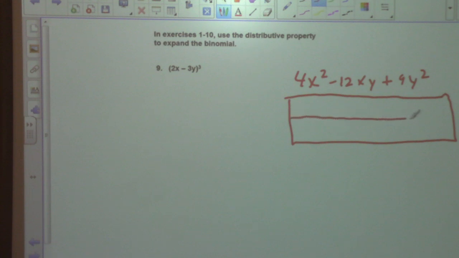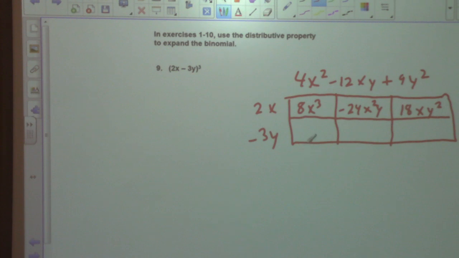So we get like this, and then over here we get 2x minus 3y. Is that right? So what did you get here? The first one I got 8x cubed. Okay. And then for that one I got negative 12x squared y. I'm looking at negative 24. Negative 24, I'm sorry. Okay, plus 18y squared x.